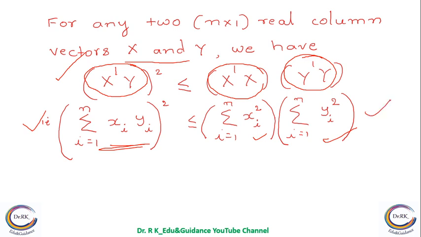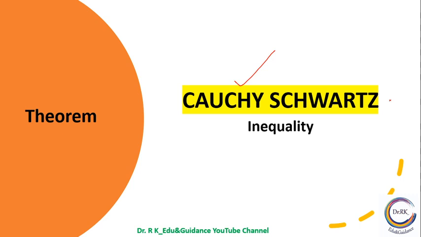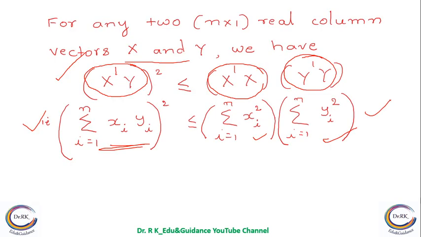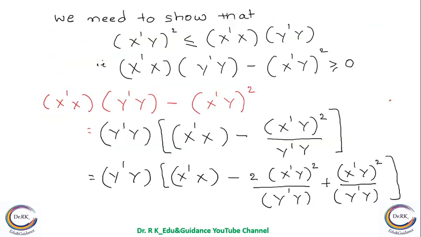Or sometimes they can directly ask to state and prove the Cauchy-Schwarz inequality. So it's very simple, just algebraic manipulation we have to do. So yeah, this is what we have to do, right? Or we can reverse it.